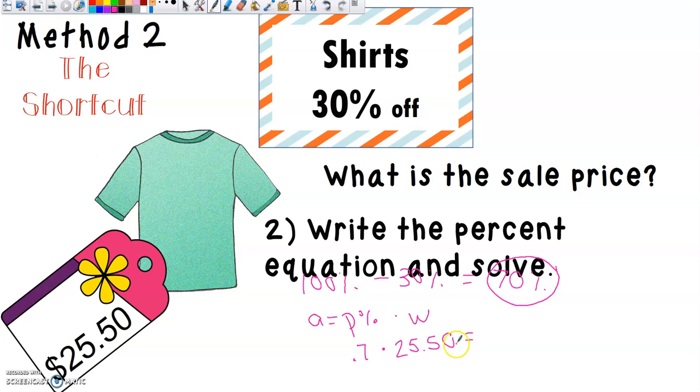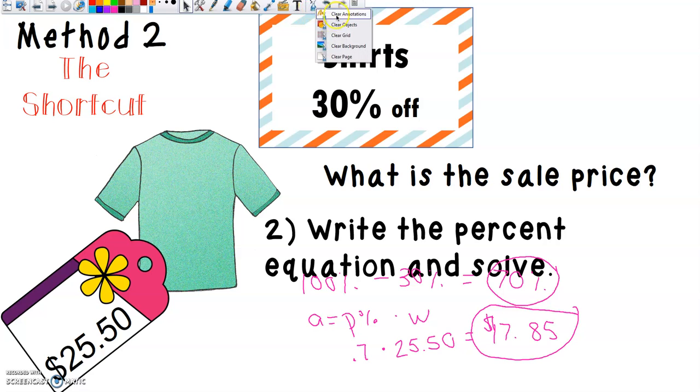We'll use our calculator here. 25.5 times 0.7. So the new cost of the shirt is $17.85. And this time I do not need to subtract because I just found exactly how much I'm going to pay. This is actually the method that I use when I'm shopping. And you can use either method. Doesn't matter to me, but they're both available for you.